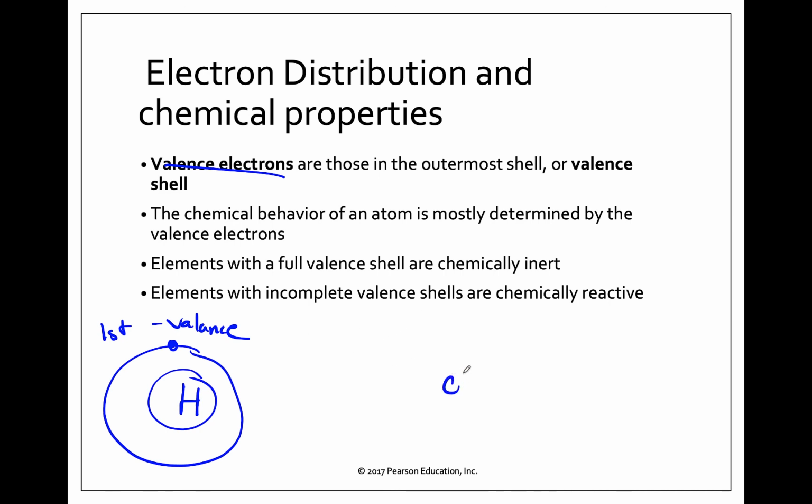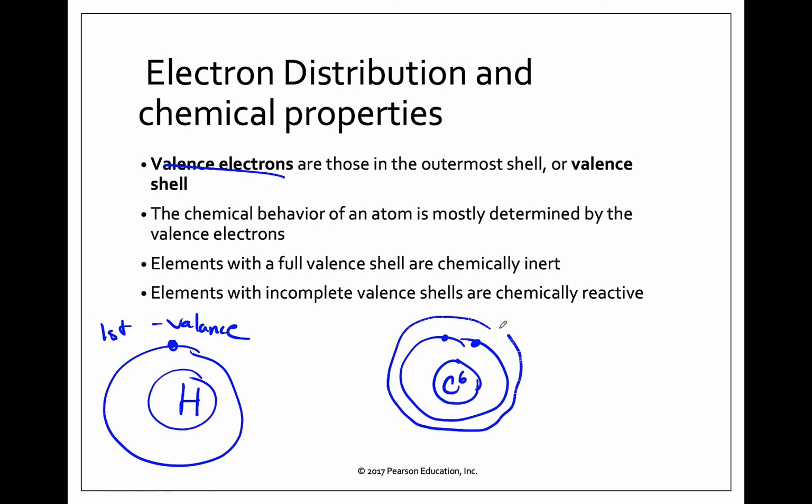If I have something like carbon, there's my nucleus. Carbon has 6 protons and 6 electrons. So it has 2 in the first shell and then 4 in the second shell. So the second shell would be the valence shell. The outside shell, this valence shell, is the one that determines an atom's chemical behavior.